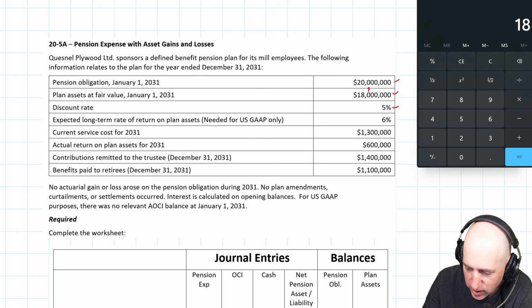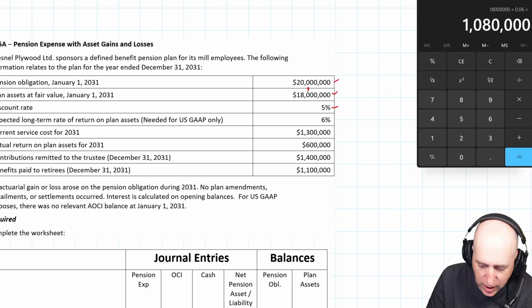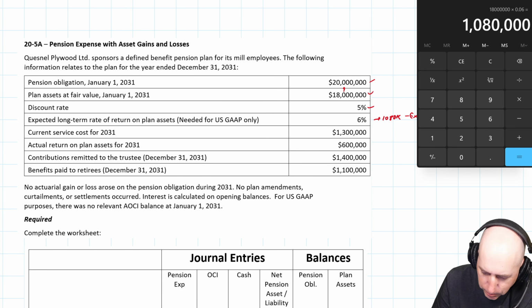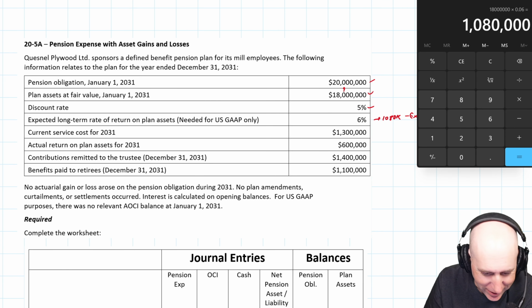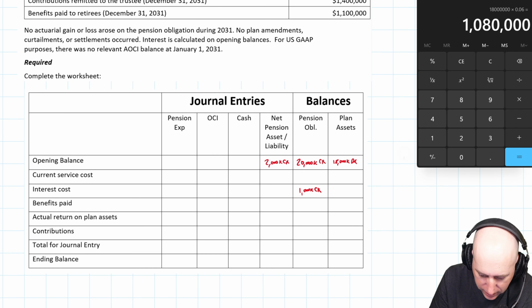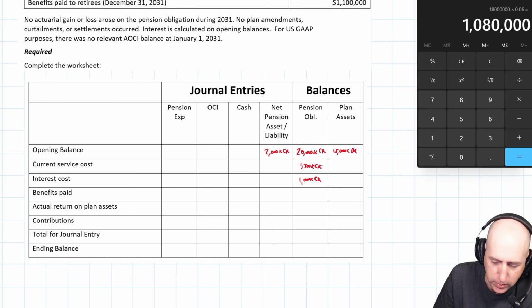We can calculate the number. It's 18 million times 6%, right? That's our return on plan assets, and it's 1,080, which is our expected return on plan assets. Okay, so that's going to come in handy later, but we don't need it now. That's going to come in handy for US GAAP only later. Canadian and IFRS people won't need that number at all. Current service cost, 1.3 mil. Well, everybody needs that number, and everybody knows it goes here, and it grows our obligation by 1.3 mil.